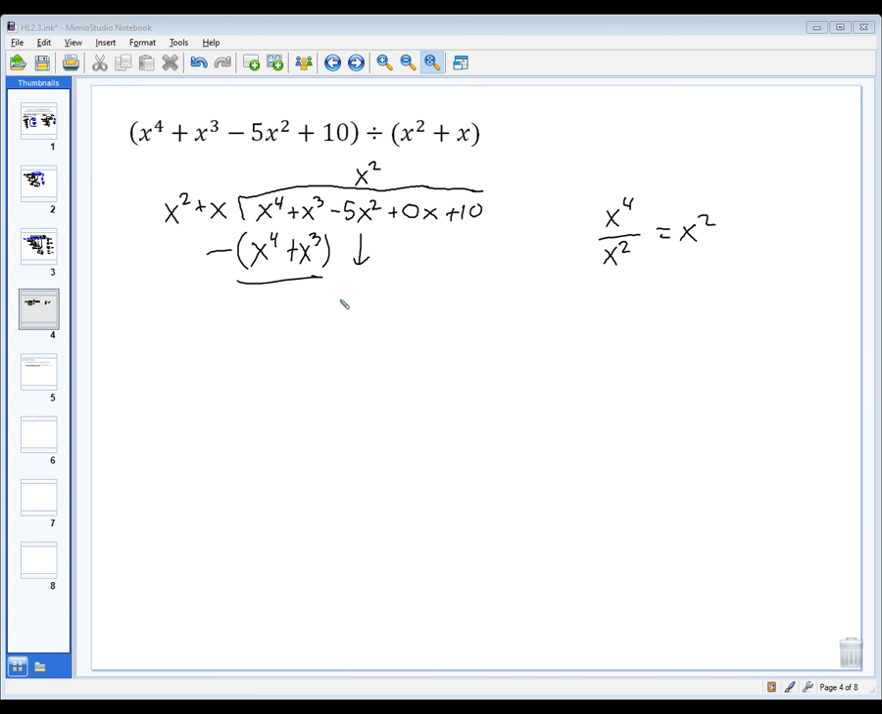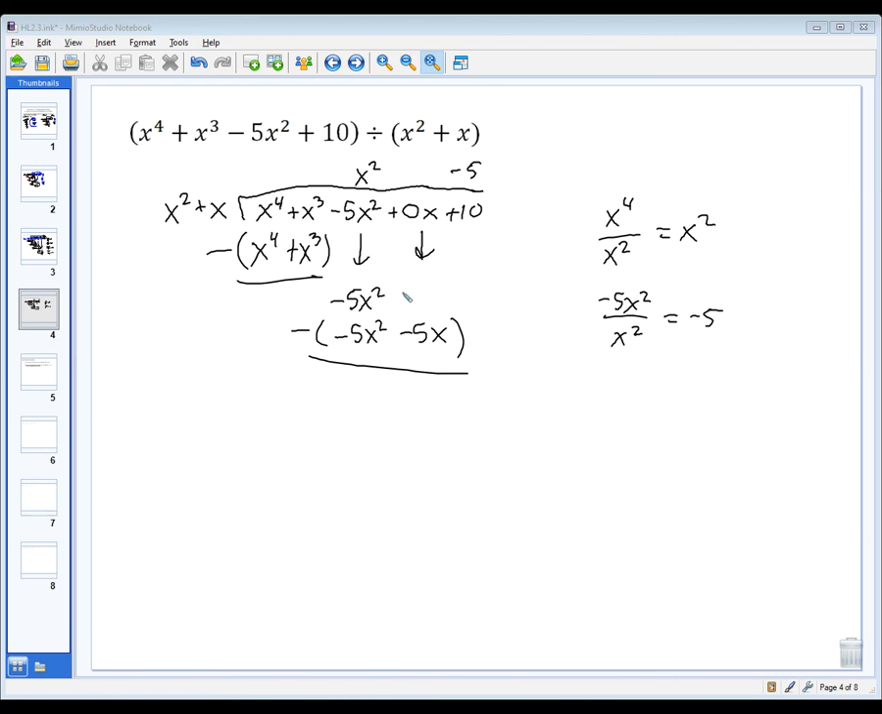So we're going to bring down the next term, negative 5x squared. Negative 5x squared divided by x squared is negative 5. Put that on top. Now remember to line it up. Negative 5 times the divisor, you get negative 5x squared minus 5x. And we're going to subtract that.